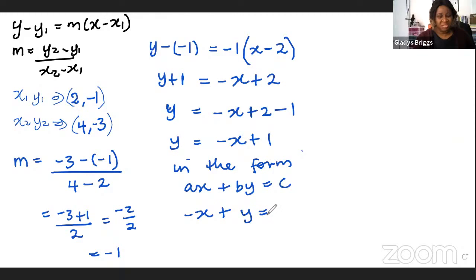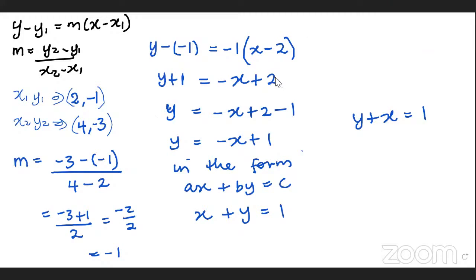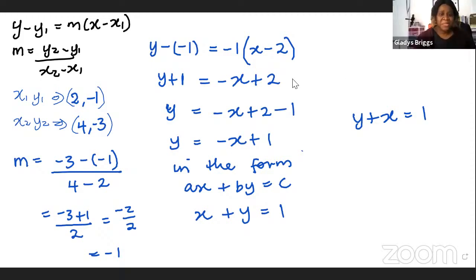No, that's wrong. Let me rearrange. If I bring x this side, it will become y plus x is equal to 1. Okay, so this would be x plus y is equal to 1. Is that what we wrote the first time? No, I think it was 1x plus 1y. Yeah, so 1x plus 1y is the same thing.